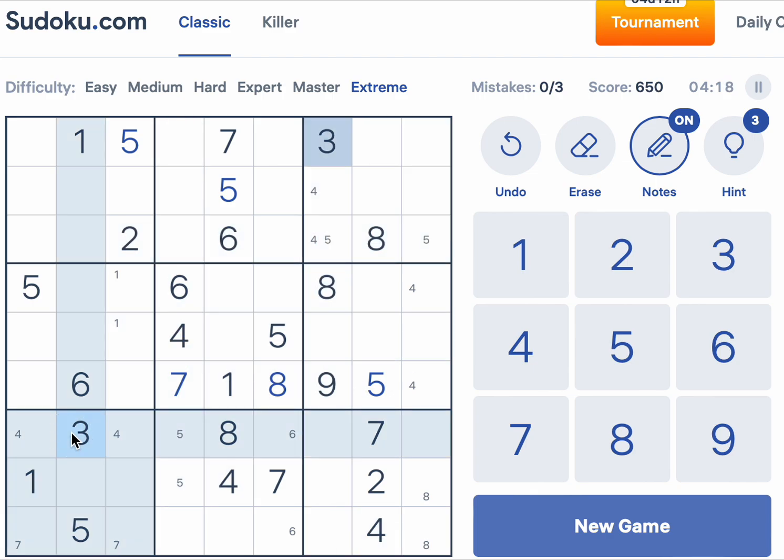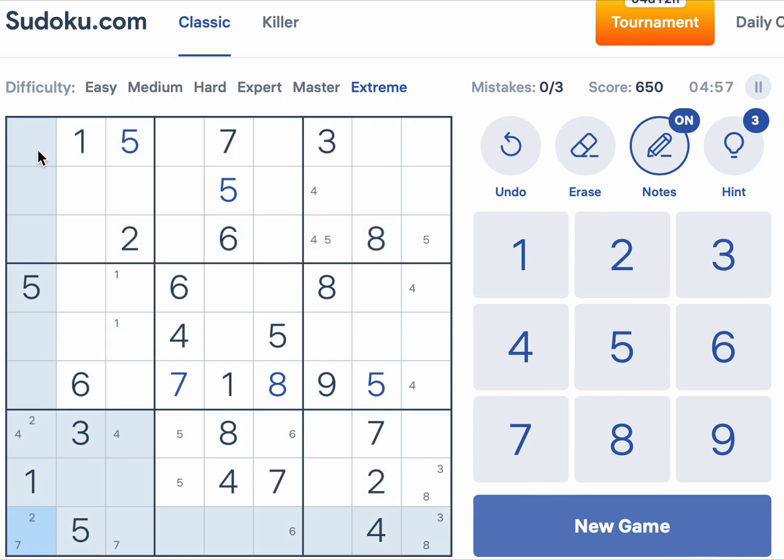For 3, in this block, one of these 2 cells should be 3. So we have 3, 8 pairs. One of the 3 cells, and one of these 4 cells. Okay, not much we could add for 2. On these 4 cells, and one of these 2 cells should be 2.